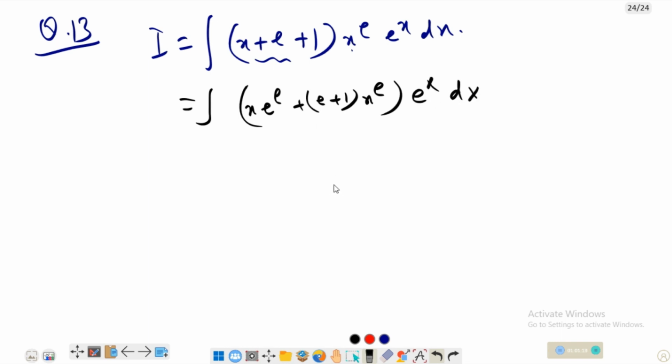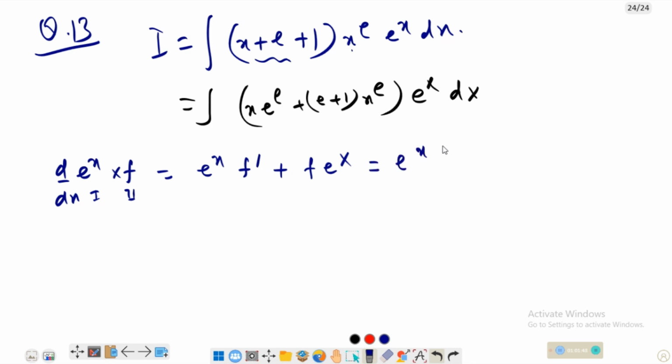Okay, and if we differentiate e to the power x into f, d by dx is equal to, we use first into second. So this is e to the power x into f dash plus f into e to the power x. Okay, and if we take e to the power x common, then this is f dash plus f.